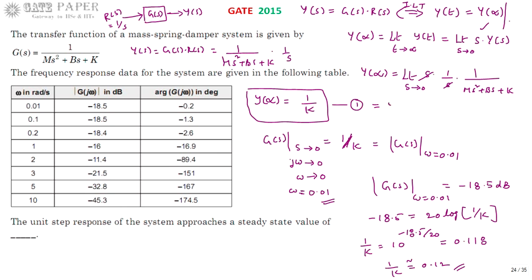From equation 1 we can write Y of infinity is equal to 1 by k, and the value of 1 by k is 0.12. So the right answer for this question is 0.12.